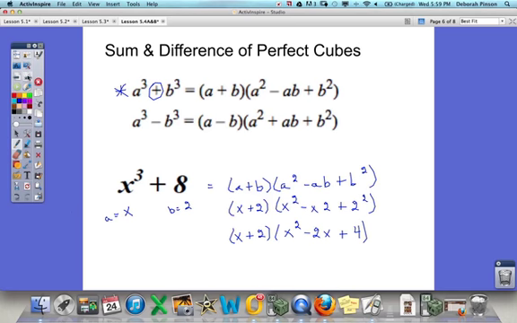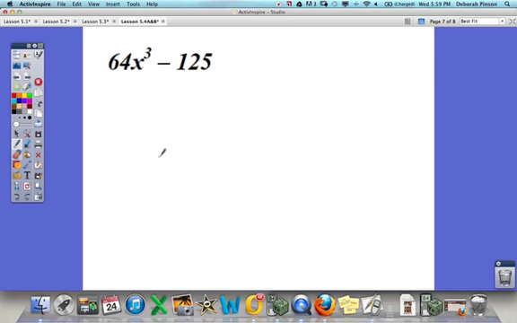Okay, let's do one more of these before we kind of put everything together. Okay, now I'm going to use this formula right here with the subtraction.